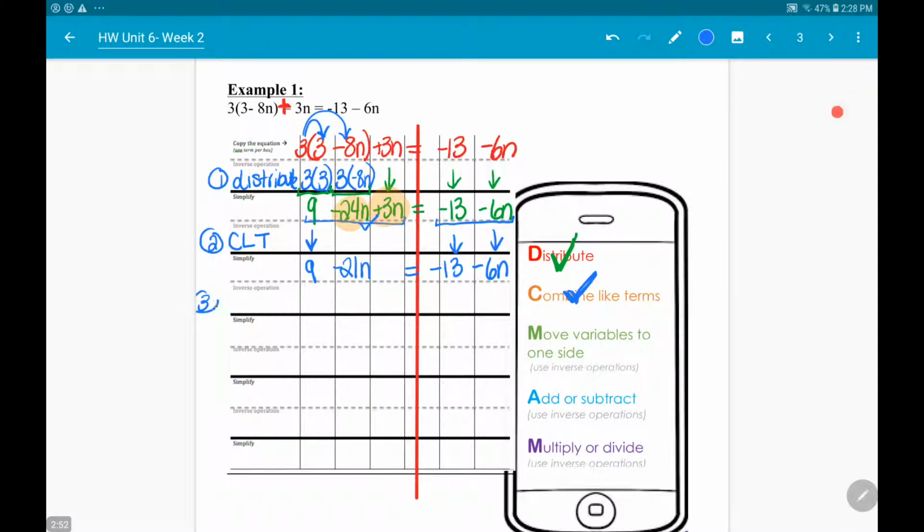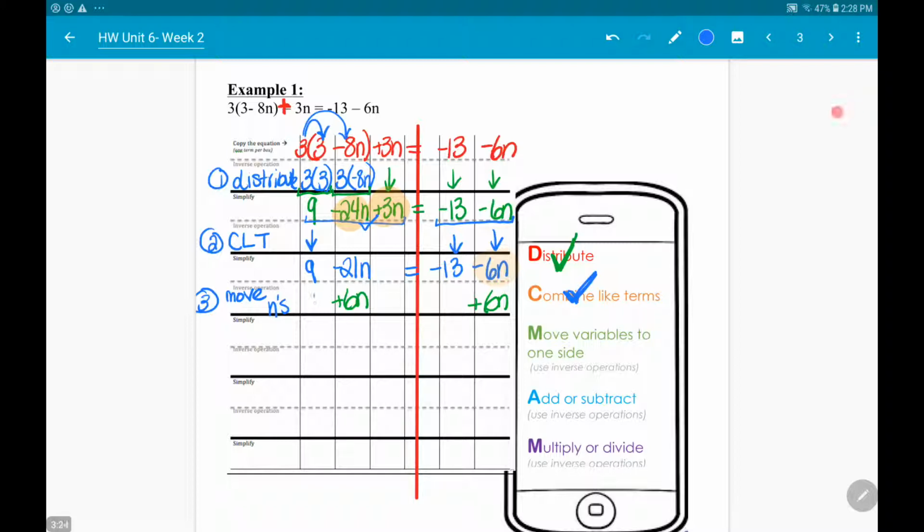Step number 3, move variables. So move our n's. Alright, so I see an n on the right side. When I look at this side over here, I see that there is a variable. So I need to move it, and I move it using my inverse operation. So I'm going to move it using plus 6n, since that is the opposite.